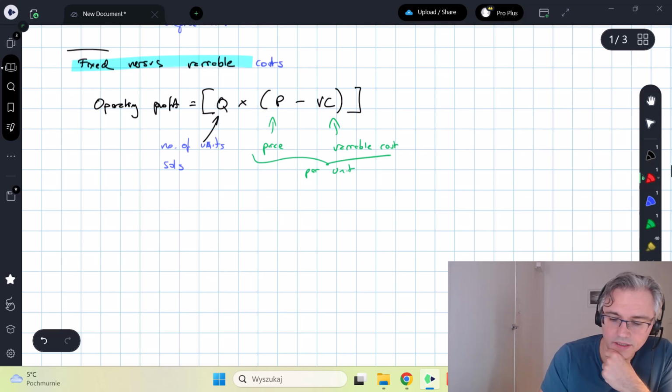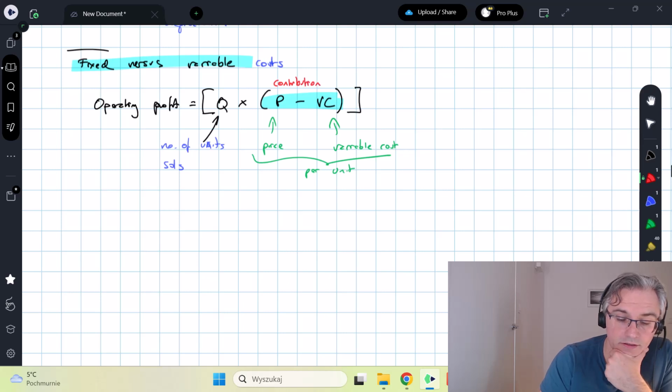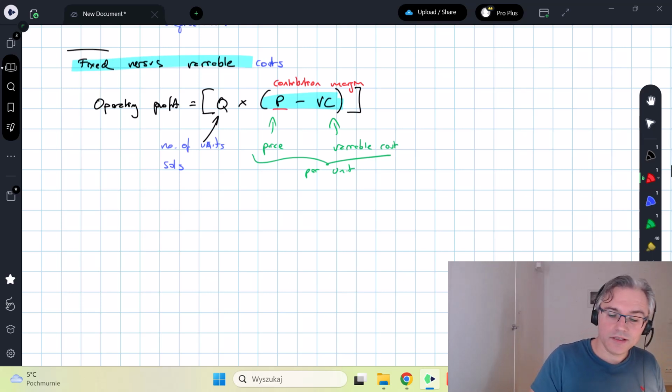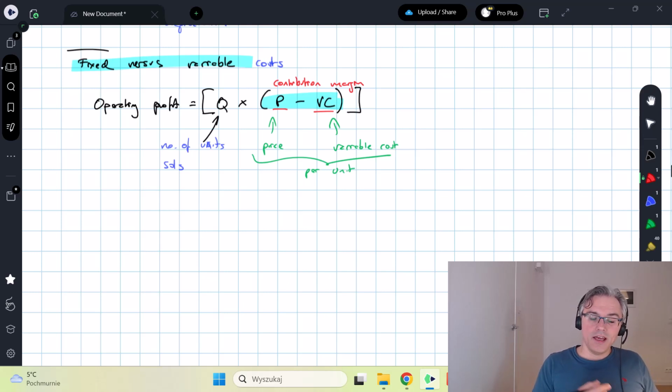So the term in that bracket, P minus VC, is called the contribution margin, and that's a good thing to remember. It's the difference between the selling price of a unit and the variable cost to produce it. And when we multiply by quantity, we obviously get that at the company level. But why is it called the contribution margin? Your book doesn't explain this, by the way, but when I took my accountancy exams, which was even before my CFA exams, the explanation was that that difference is what contributes to the coverage of fixed costs.